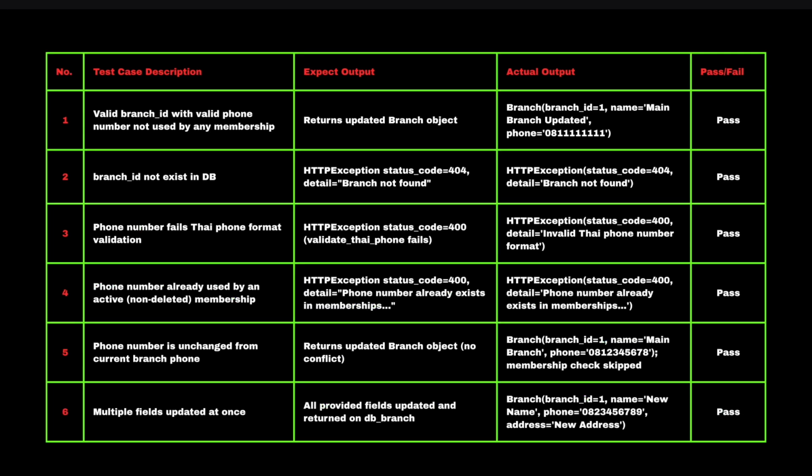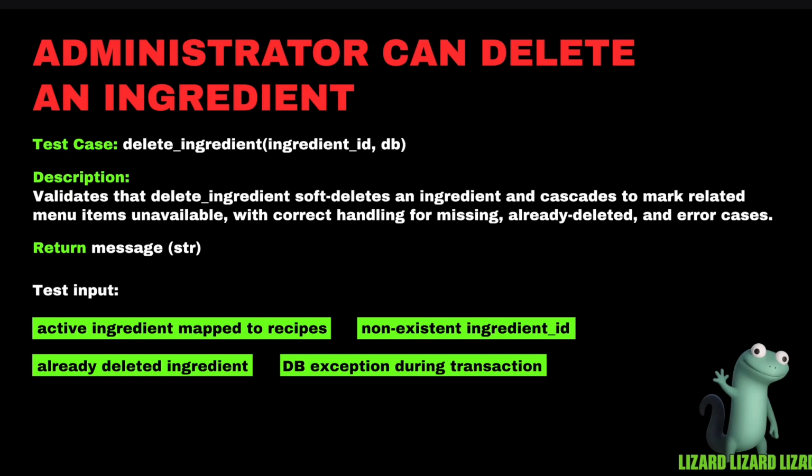For the valid case, the branch comes back with the updated name and phone. Not found gives 404. Invalid format gives 400. Phone conflict with an active membership also gives 400 with the conflict message. Unchanged phone skips the membership checks entirely and just returns the updated branch. Multi-field update returns all the new values together. All 6 tests pass.